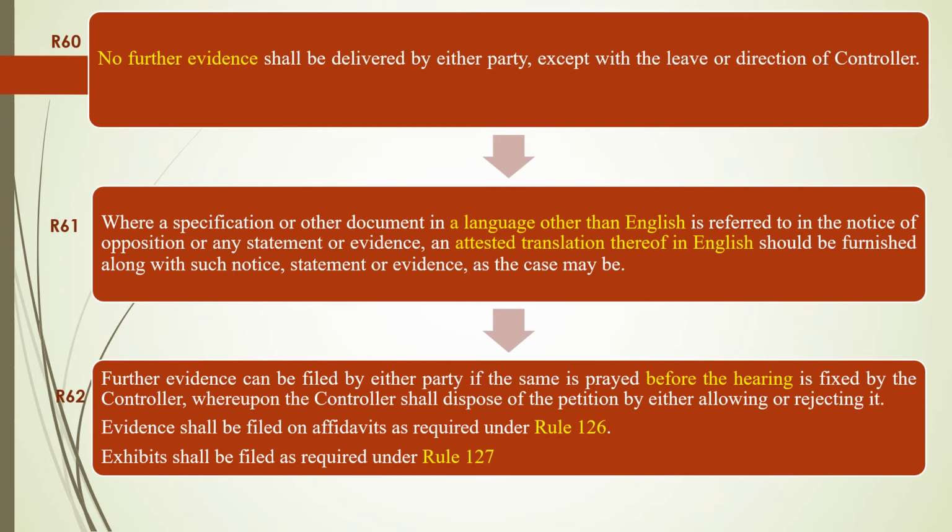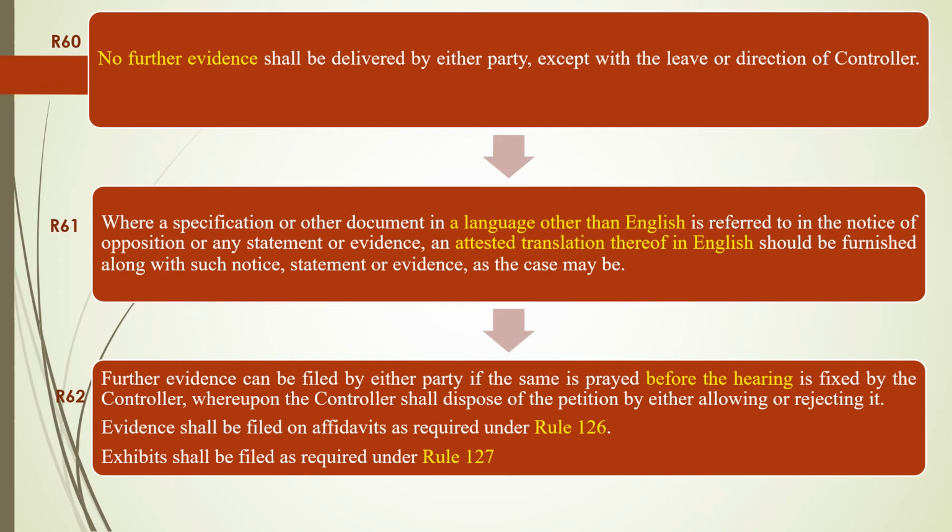Rule 60 says, no further evidence shall be delivered by any of the parties except with the leave or direction of controller. Rule 61 says, where a specification or other document in a language other than English is referred to in the notice of opposition or statement or evidence, an attested translation in English to be furnished along with such notice or statement or evidence.